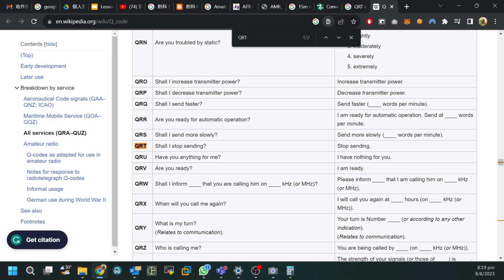A lot of the Q code is both a question and the answer. The first one who mentions it is asking a question, like "I want to stop now. Can I stop now?" Then the response becomes an answer. It is the same code.